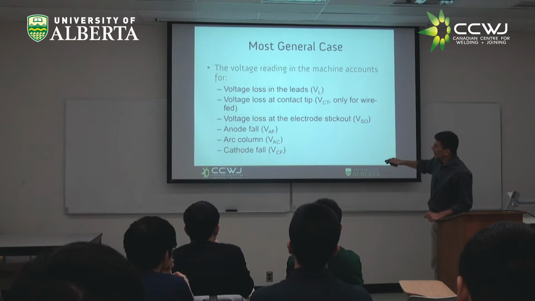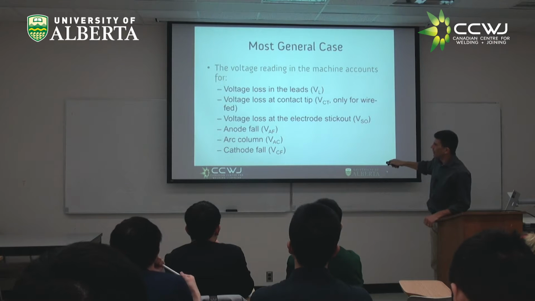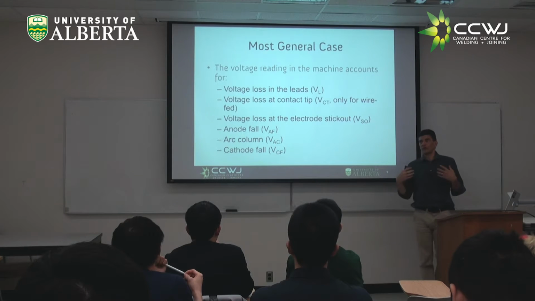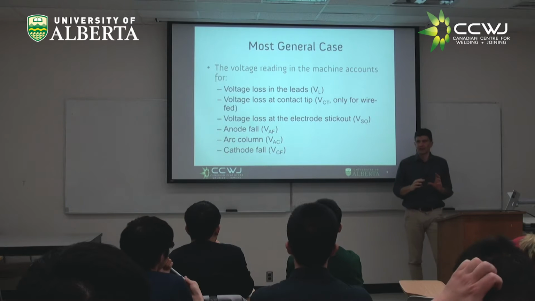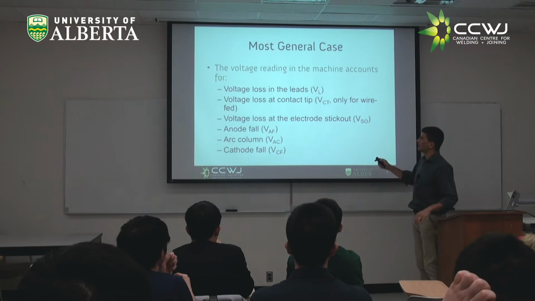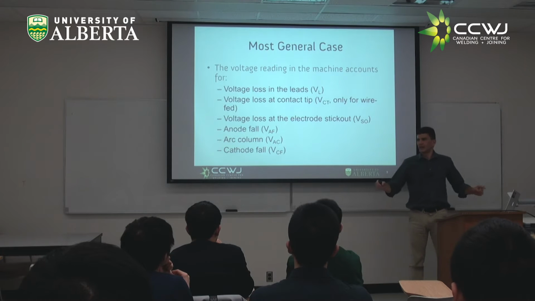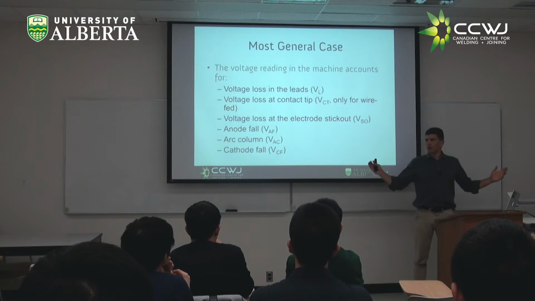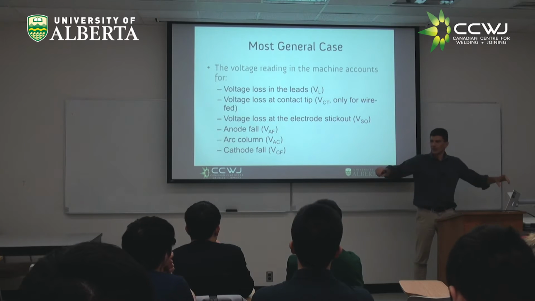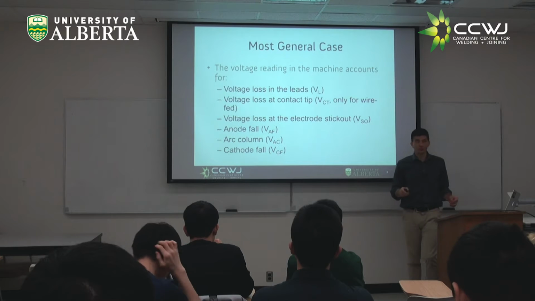We already talked about anode fault, cathode fault, the arc column. I want to bring now into this thinking the voltage loss in the leads, right? Arc welding is an electric process, right? And we need these cables. These cables have some amount of resistance. I want to discuss that.